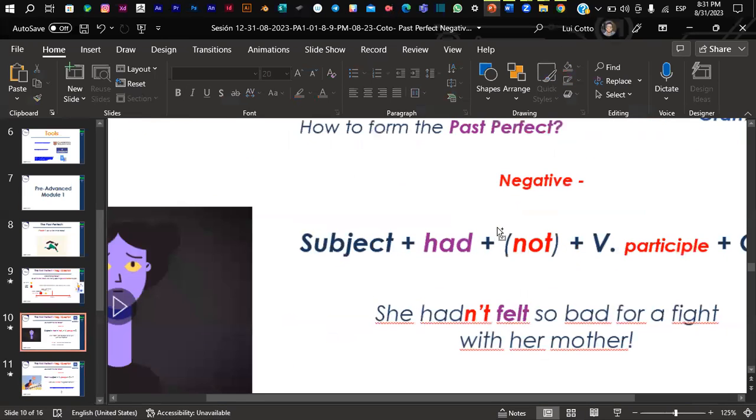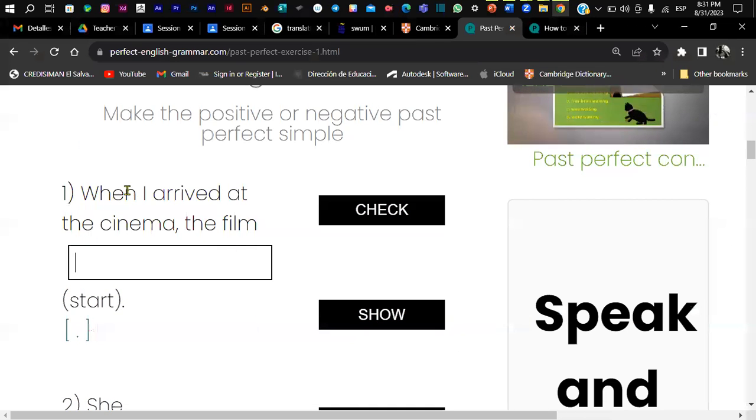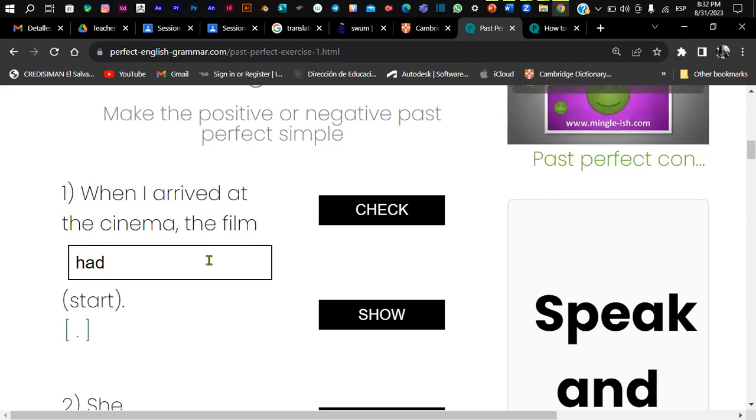Okay, guys, remember, sometimes you are going to use the subject and sometimes no. Why not I again? Because I is already here. You don't need to use it a second time in this one. When I arrived at the cinema, had started. Correct. The film is the other subject. No, you don't need I. The film is subject. The first subject is I in this one, and the second subject is the film.